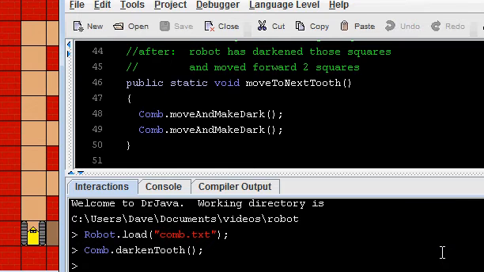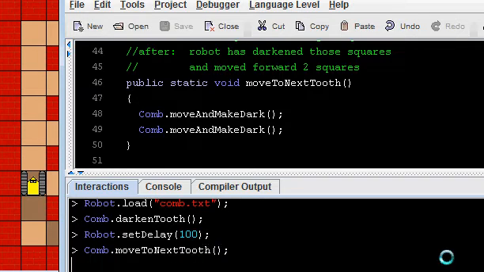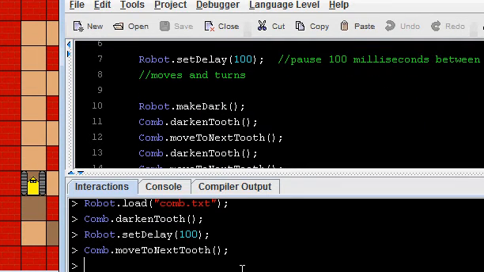I believe that would be set the delay to be 100 milliseconds. That's faster than it usually runs, I believe. But if it's not fast enough, we can always change it again. We'll move to the next tooth. I think it's called move to next tooth, but it really darkens to the next tooth. There it is. Oh, we forgot to darken at the beginning. Oh, but that's okay because our actual program does not forget to darken at the beginning.